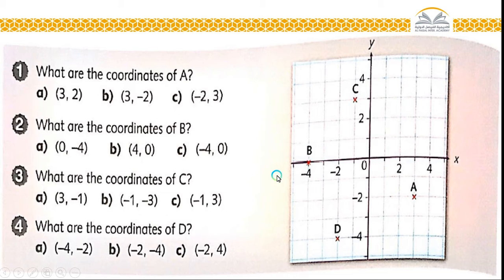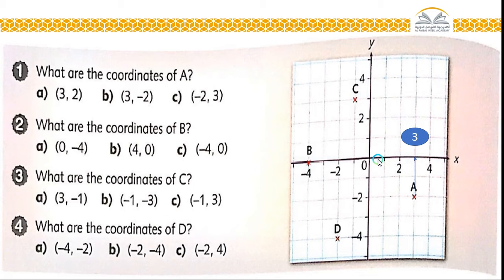Now, what are the coordinates of point A? We will solve only one example here because they are all the same. Where is point A? Okay, it's here. First step, I go from point A to the x-axis, following this line, and I read the position: 0, 1, 2, 3. So I have 3 on x.